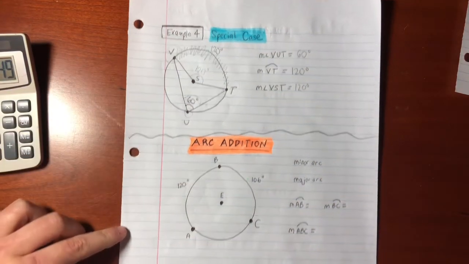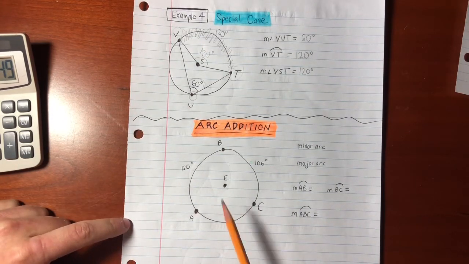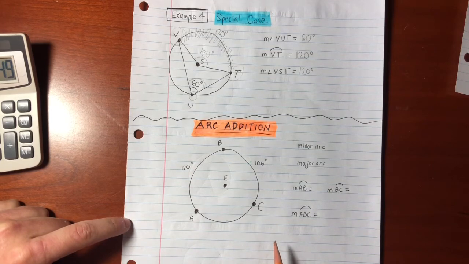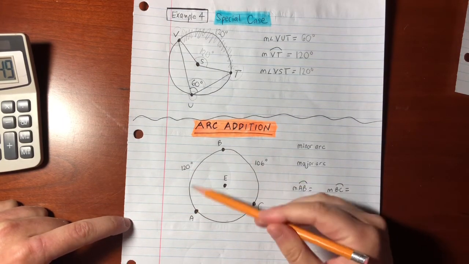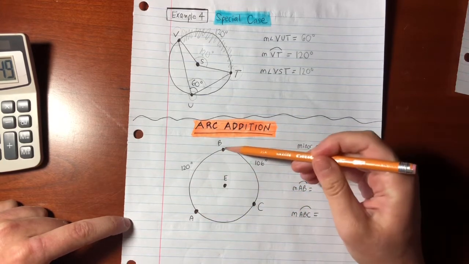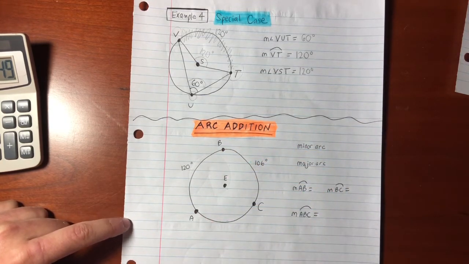Okay, our last piece here, arc addition. So again, I'm going to be looking at circle E here because that's the center of my circle. And now they're actually giving us some arc measurements. They're saying from point A to point B is 120 degrees, and from point B to point C is 106 degrees, and we don't know AC, okay?